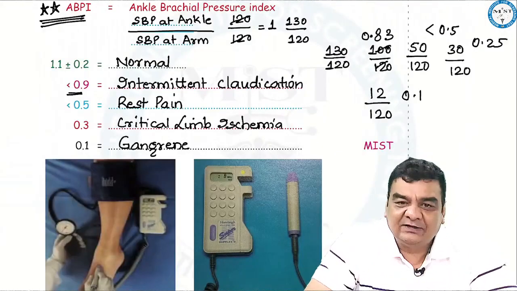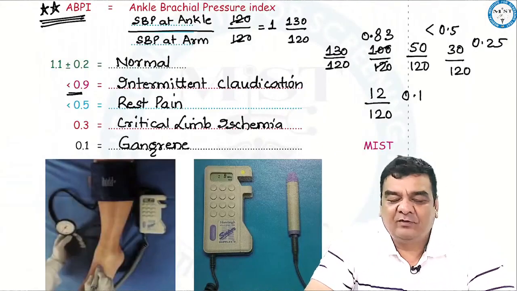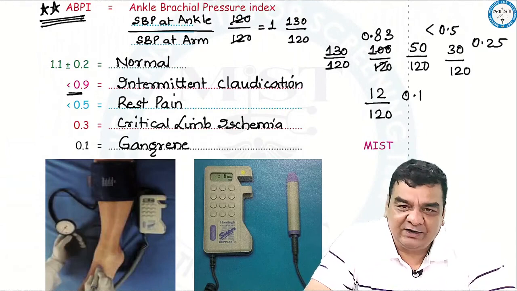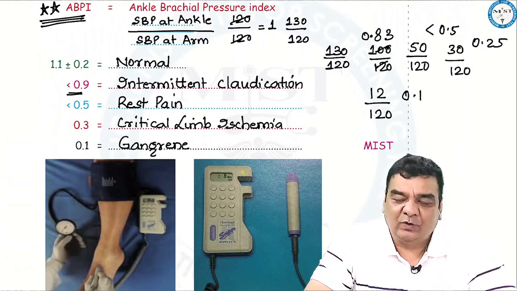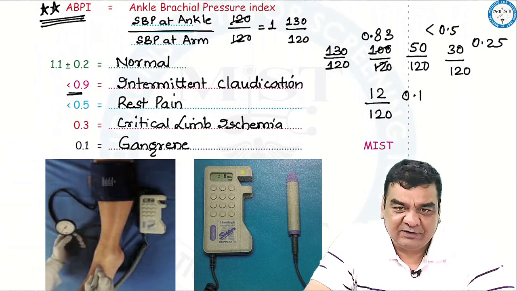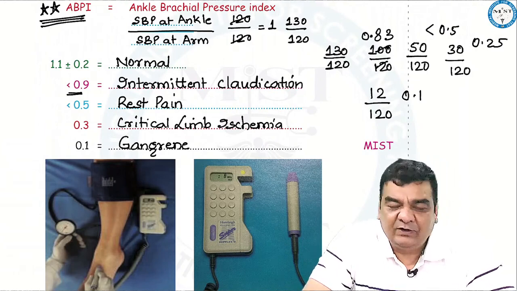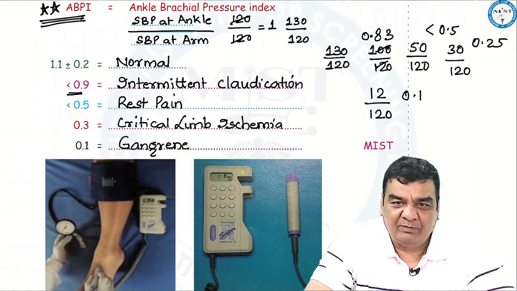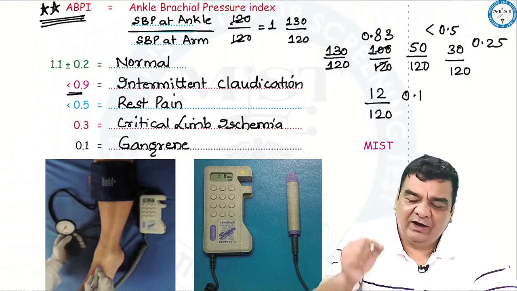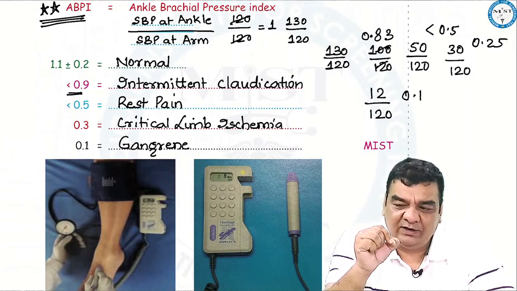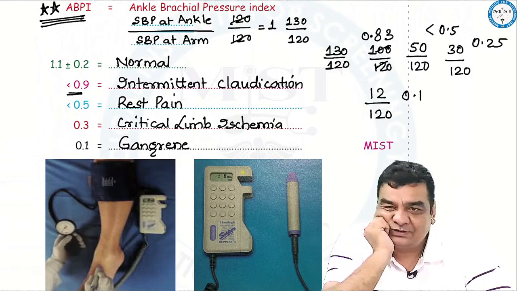Now, once we have done this clinical examination, beta, we come to know the severity of the traffic jam. To confirm our clinical findings, we can do a color Doppler. We can even do angiography. But in angiography, we have to puncture the artery and then push the contrast.